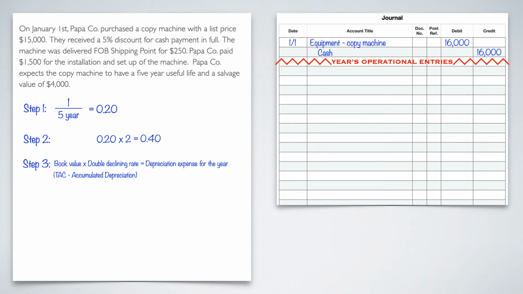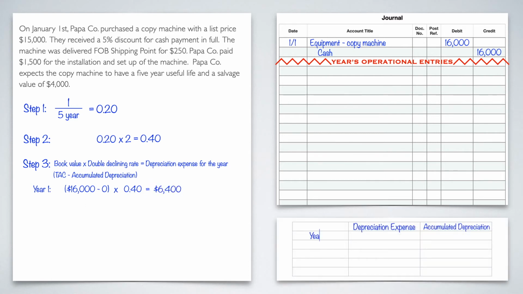But let's go to year 1. We're going to take the book value for year 1. Now the book value is, again, TAC minus accumulated depreciation. We have no accumulated depreciation as of year 1. So for us, year 1 will always be whatever the TAC is minus 0 because there is no accumulated depreciation to this point. So 16,000 minus 0 times our 0.4 rate, and that will give us a depreciation expense for year 1 of 6,400. Now again, I'm going to do my table. Year 1, 6,400, accumulated depreciation, 6,400. And then I'm going to put in my journal entry for 1231.